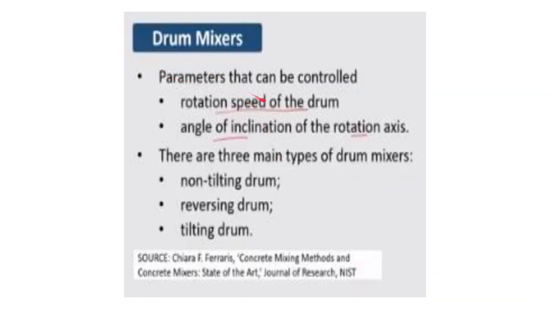The parameters that can be controlled are basically the rotation speed of the drum and the angle of inclination of the rotation axis. So basically two main parameters: one is the speed of rotation and the second is the angle of inclination. There are three main types of drum mixers.